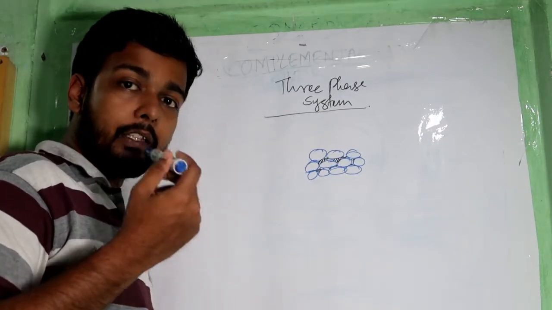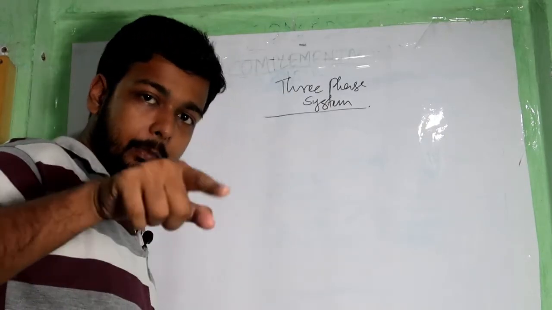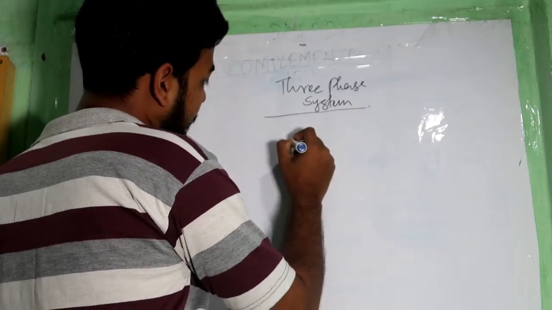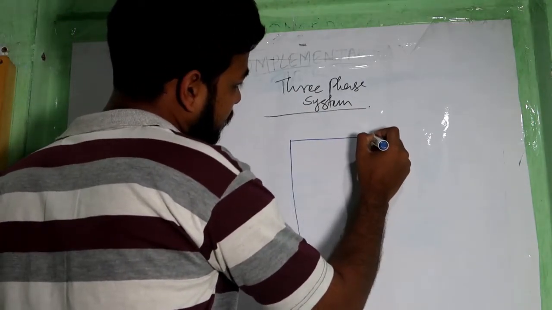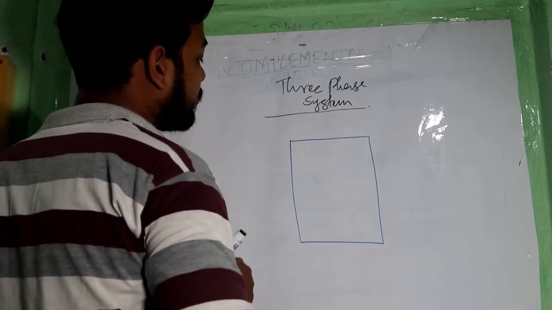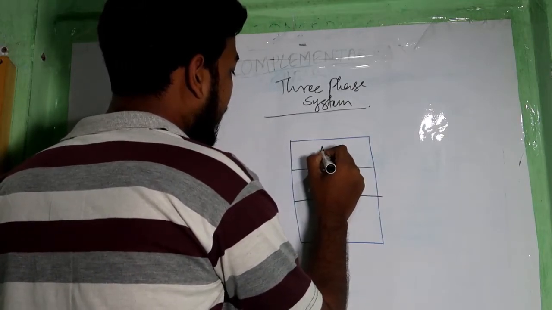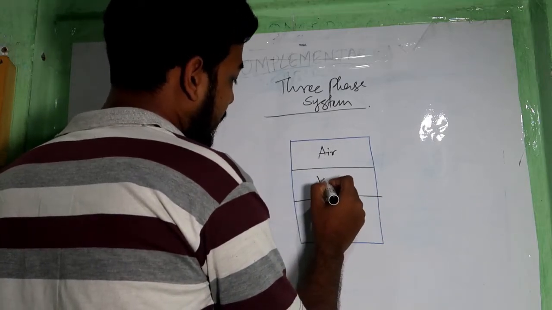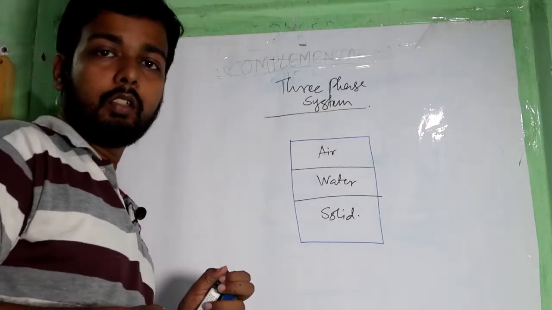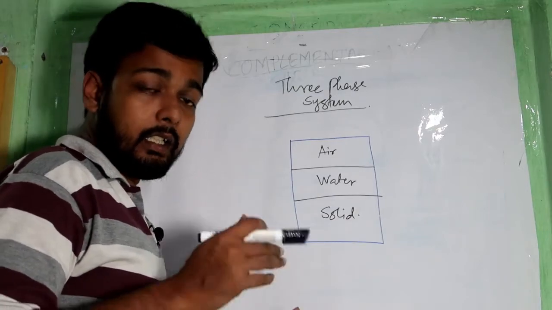So for our simplification, we draw a system where there will be air, there will be water, there will be soil solid. So let's draw that diagram. This is air, this is water, and this is solid. So this is the very simplification of the three-phase system and how we denote it for better understanding of the soil parameters in future.